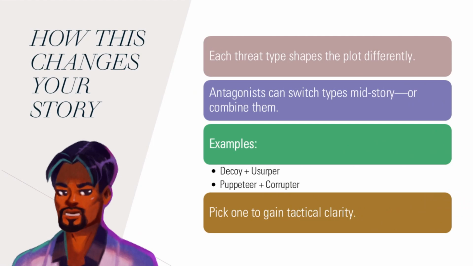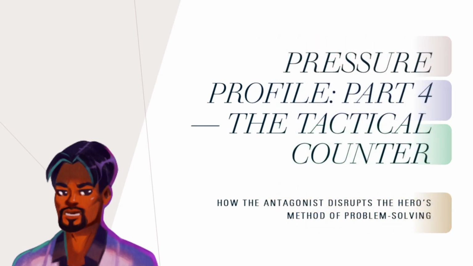Each one of these shapes the plot in a different direction. The same antagonist can switch types mid-story, or combine them. Decoy plus usurper, puppeteer plus corruption. Whatever fits the pressure. But picking even one threat type gives you technical clarity. Just make sure you can answer this question. What form does their interference take? And now you know how this villain hits the story where it hurts. Not in the punch, but in the path.